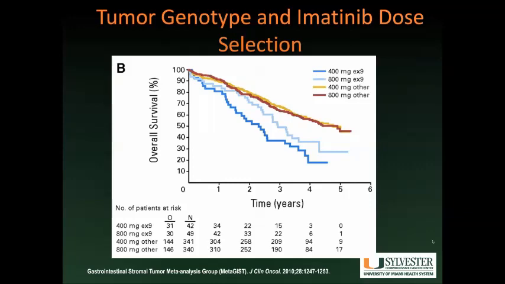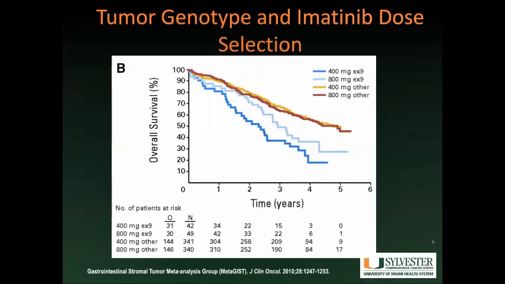But if you look at the dark blue and the light blue, there's a separation in those two curves. That separation is because the light blue patients did a lot better. They did a lot better because they're exon 9 patients that were treated with an 800 milligram dose, whereas the dark blue line patients were treated with a 400 milligram dose and did about 10 to 15% worse overall. So patients do better when treated with 800 milligrams as their initial dose if they have a KIT exon 9 mutant GIST.